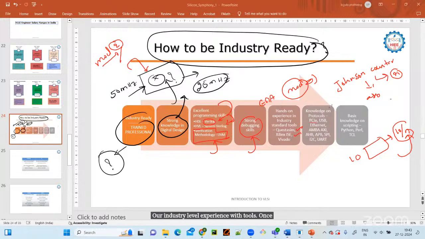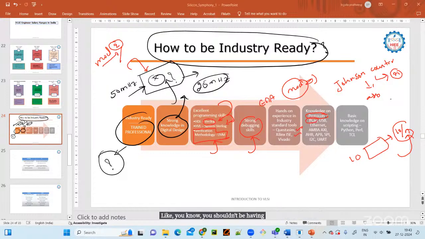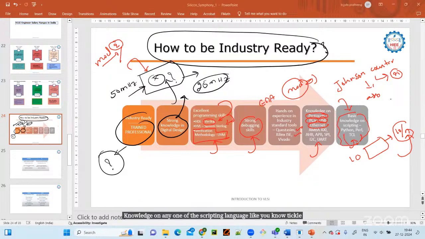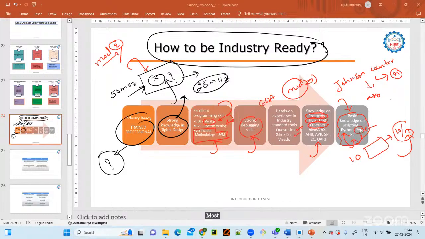Once you are done with this, you should have good knowledge of protocols. That is what we have discussed: what is a protocol, the significance of a protocol, where it can be used, and what real-time scenarios we use them in. You should have good knowledge of PCIe, USB, Ethernet, AMBA, AXI, APB; any one protocol you should know. Then it is optional, for a beginner, to have knowledge of a scripting language like Tcl, Perl, or Python. In the semiconductor industry, Perl or Tcl is preferred mostly, but even if you know Python, it's nothing wrong.